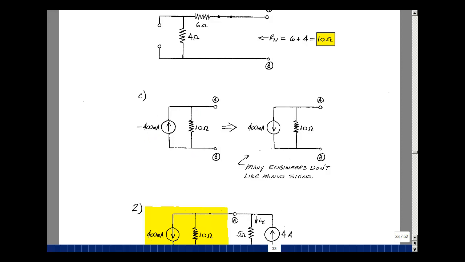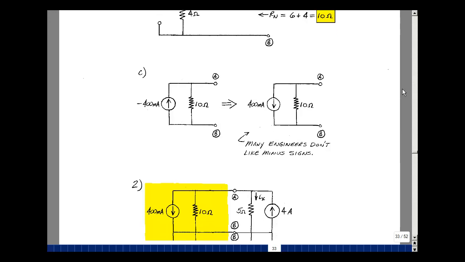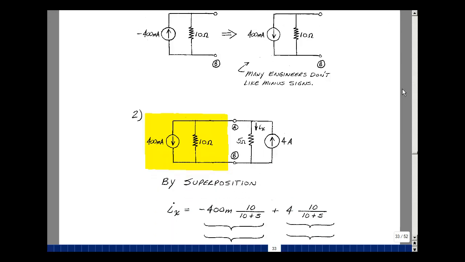Now some engineers don't like negative signs, so they just get rid of this sign and just flip this around. And that becomes then the opposite sign of our current. So it'll be 400 milliamps in this direction. Both mean the same thing. Now let's take this result and put the load back on and find the value of I sub x.